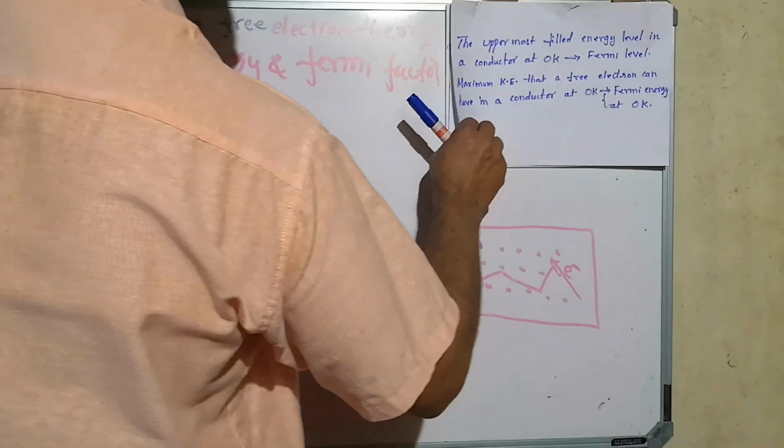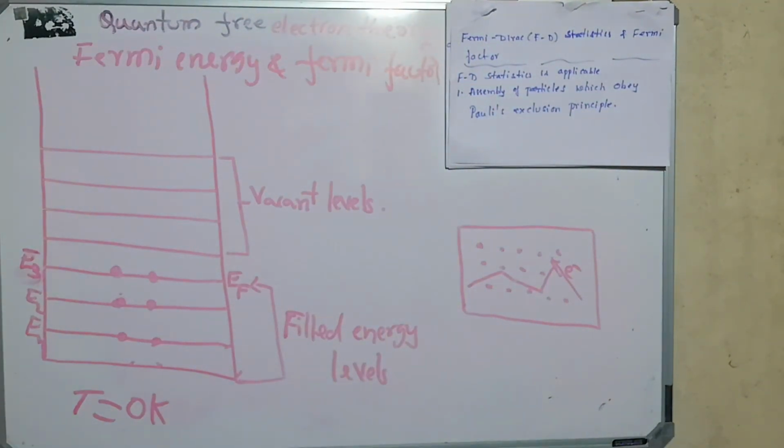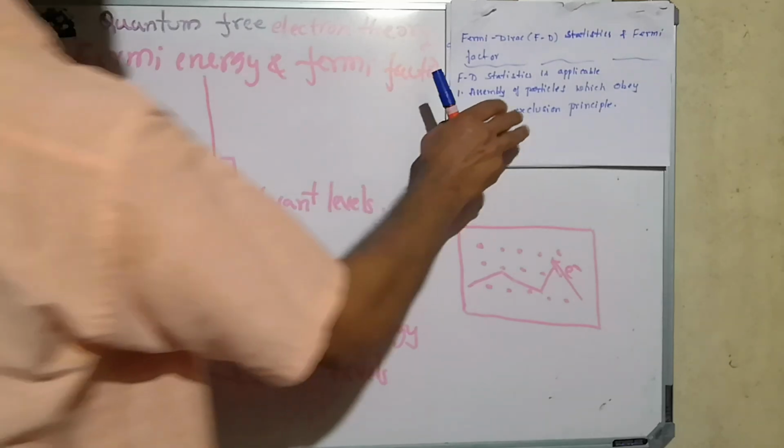Next, we will see about the Fermi factor. To understand the Fermi factor, we have to consider Fermi-Dirac statistics. So, what is this? Fermi-Dirac statistics is applicable for particles which obey Pauli's exclusion principle. That means, in order to apply Fermi-Dirac statistics, we have to consider particles which obey Pauli's exclusion principle.